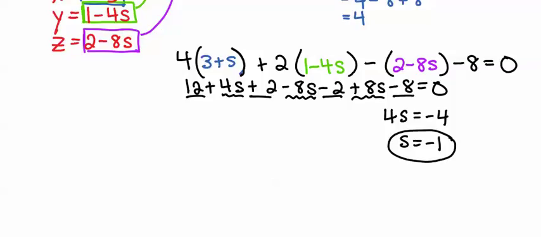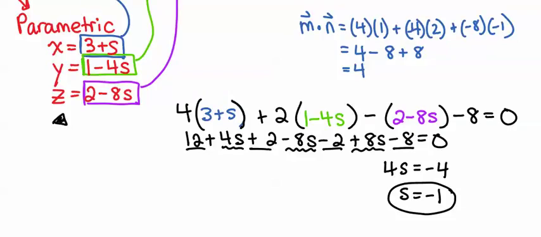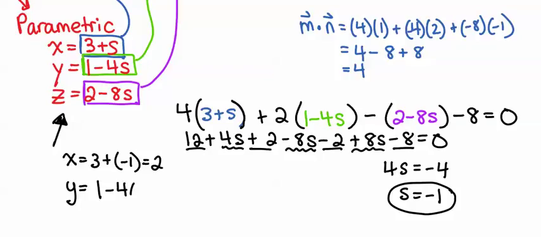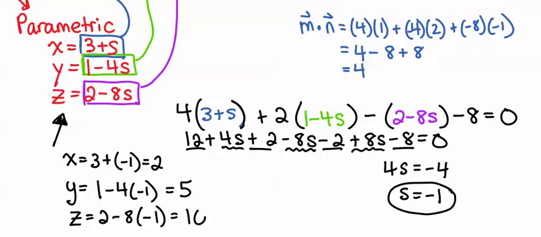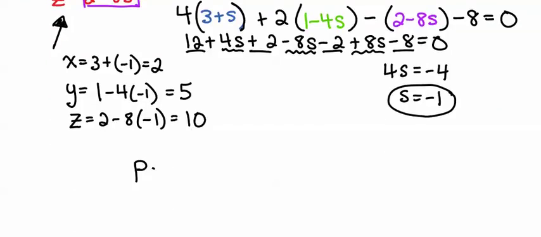Now I know what my s value is, so I can go back to my parametric equations and find out what my point of intersection is. x equals 3 plus s, where s is negative 1, so x equals 2. y equals 1 minus 4 times negative 1, so y equals 5. z equals 2 minus 8s, where s is negative 1, so that's 10. So my point of intersection, POI, is (2, 5, 10) between the line and the plane.